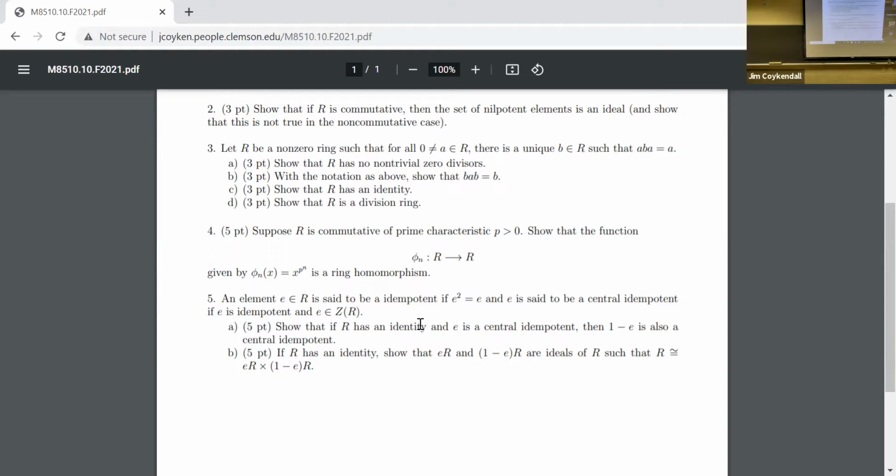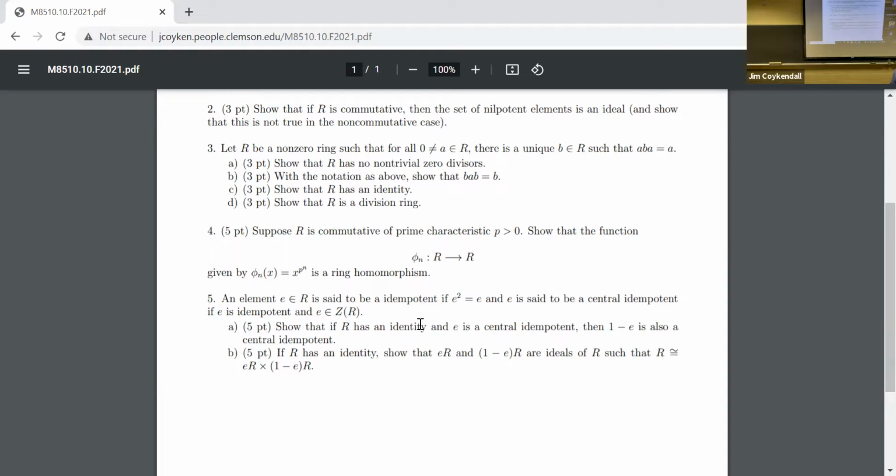Show that R has no non-trivial zero divisors. With the notation above, show that bab is also equal to b, so aba is a. Show that R has an identity. And finally, show R is a division ring. So you can lose some division into that characterization or that condition right there.